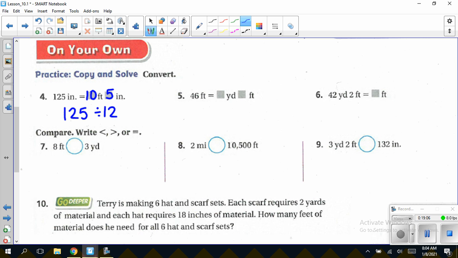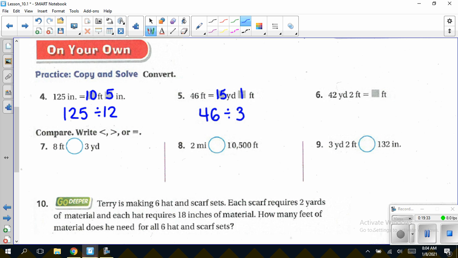Number 5, feet to yards and feet. Again, 2 blanks tells us that it automatically is to divide, but for this one, I do also know that a foot is smaller than a yard, so again, fly to horse, divide of course. So take my number of feet that I have, divided by the number of feet in 1 yard, which is 3. If I take 46 divided by 3, that is 15 yards, 1 foot.